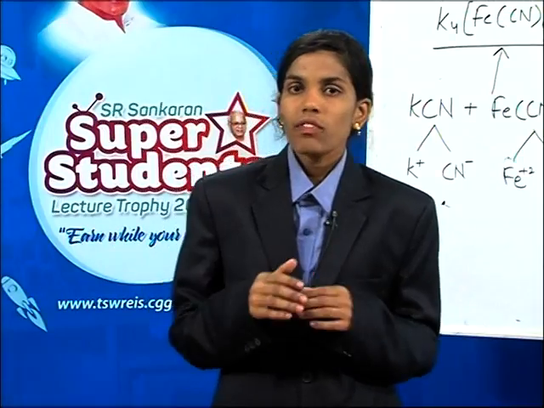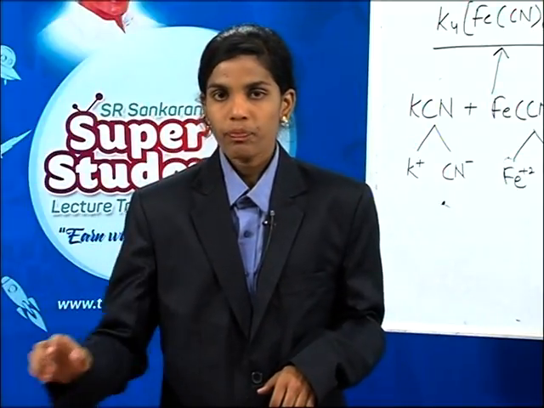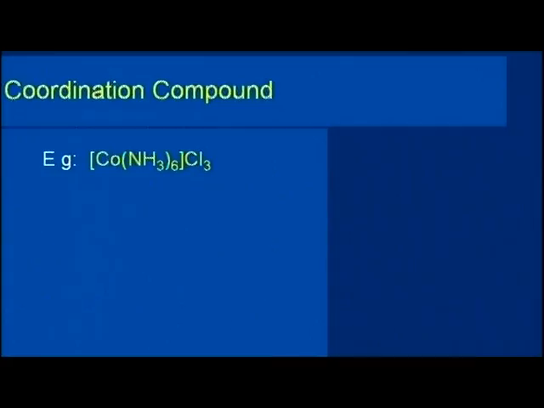Now let us see what a coordination compound contains. Let us see, friends, a good example of a coordination compound, that is nothing but hexaamminecobalt 3 chloride. Here we can observe a complex, and the ions inside the complex and outside the complex. Then what are these ions called, friends? Let us know.